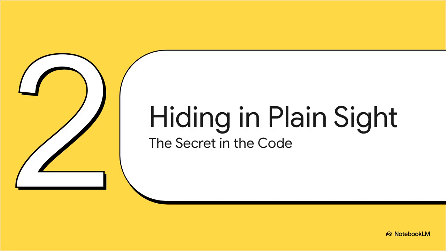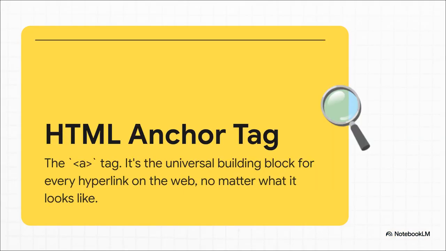So, the solution actually comes from this aha moment, when you realize that all these different looking links are actually the same underneath. The secret has been hiding in plain sight this whole time. It's right there in the HTML. And this is it. The HTML anchor tag, written as A. This little thing is the universal building block for every hyperlink on the web. Every single link you have ever clicked on a web page is built using this exact tag.